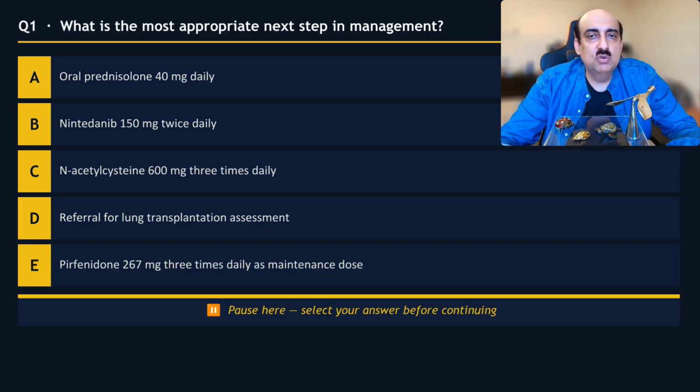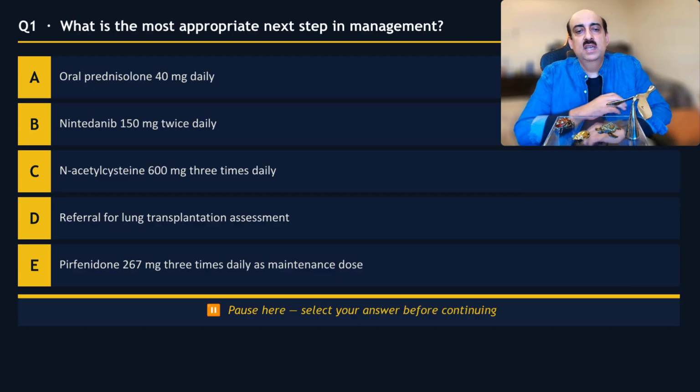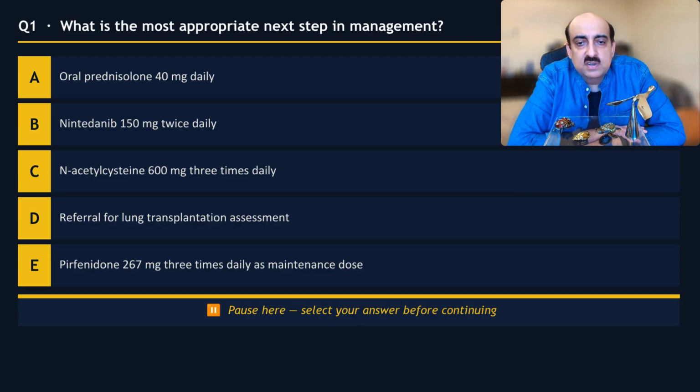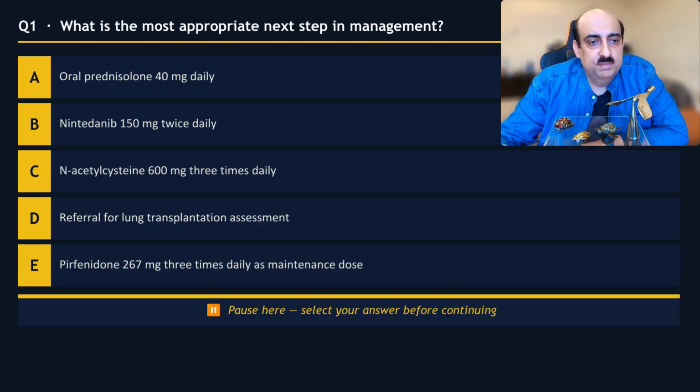A. Oral prednisolone 40 milligrams per day. B. Nintedanib at a dose of 150 milligrams twice a day. C. N-acetylcysteine 600 milligrams 3 times a day. D. Referral for lung transplantation assessment. And E. Pirfenidone 267 milligrams 3 times a day as maintenance dose. At this point, you can pause here, review the question if you want to, and then select your answer before continuing further.